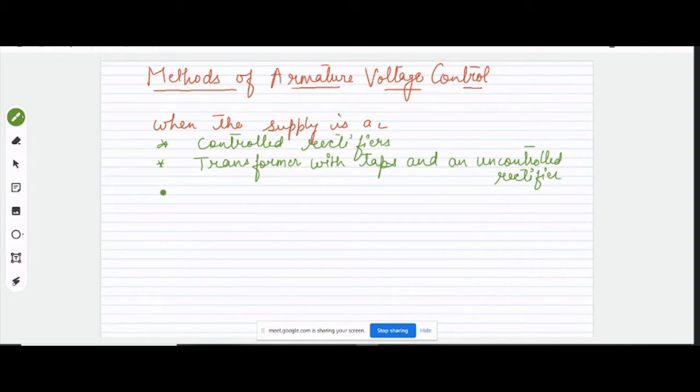This could also be one of the mechanisms by which we can have the DC supply and have a control with these tappings, right? The other, third way which you have studied is a very conventional and old scheme of speed control, called the Ward-Leonard method. We can even opt for this method to have the speed control of a DC motor when we want the control through armature voltage, right?